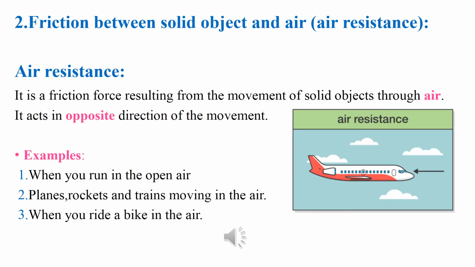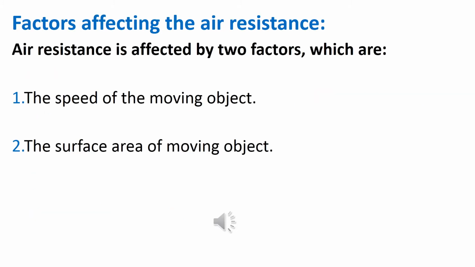Now let's talk about the second type of friction force, friction between a solid object and air, which is known as air resistance. Air resistance is the friction force resulting from the movement of a solid object through air, and it acts in the opposite direction of the movement. Here are some examples of air resistance. Air resistance appears when you run in the open air, when planes, rockets, and trains move in the air, and when you ride a bike in the air.